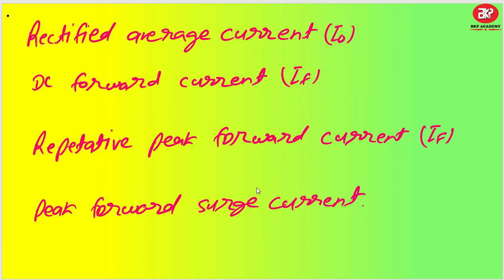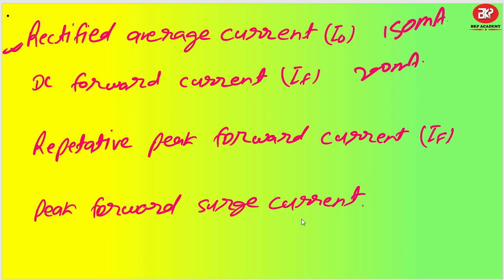In the same way, we'll talk about rectified average current. What is the rectified average current? Let us say it is 150 milliampere or 200 milliampere. The DC forward current will be a little bit higher, which can be, let's say, 200 milliampere. But I am talking about a diode having these capacities. This DC forward current can be 1 ampere, 2 ampere, 5 ampere based on the requirement that you are going to choose.